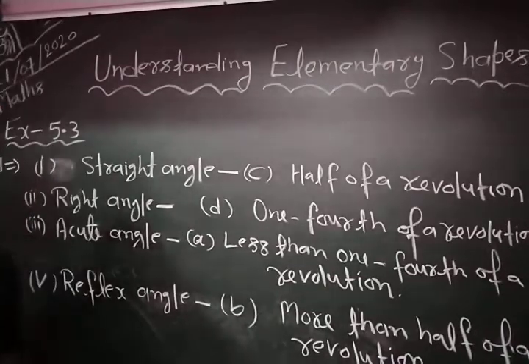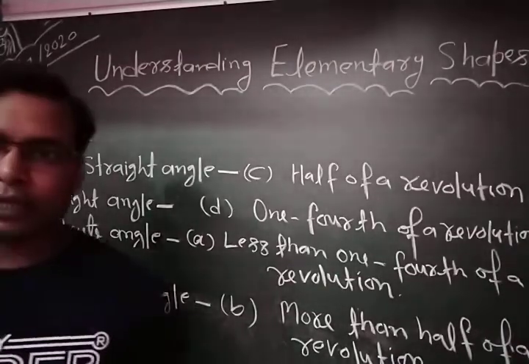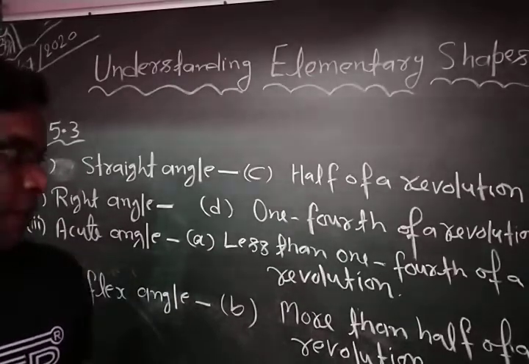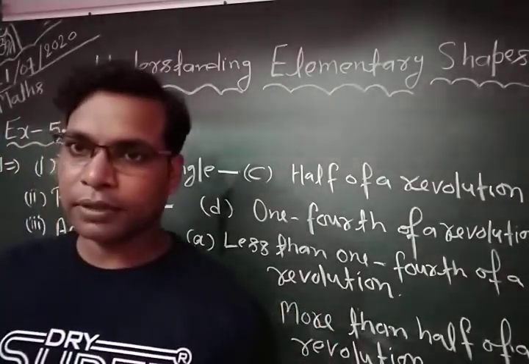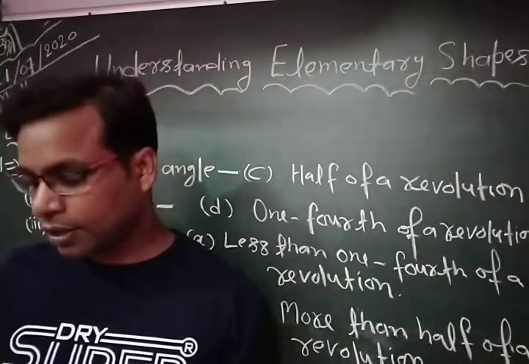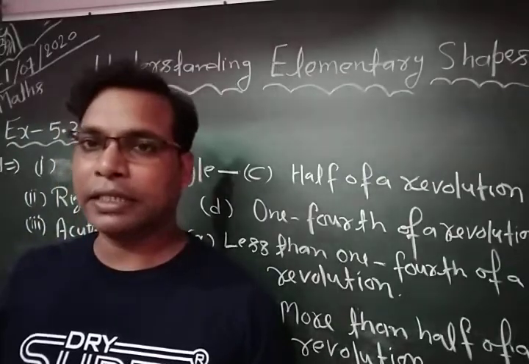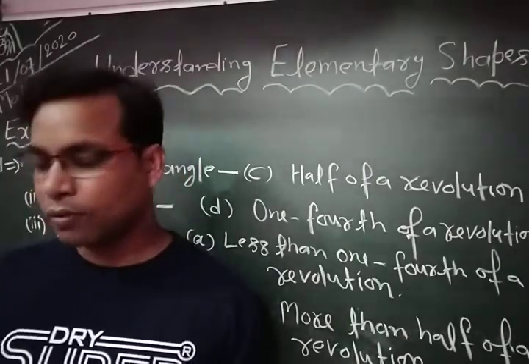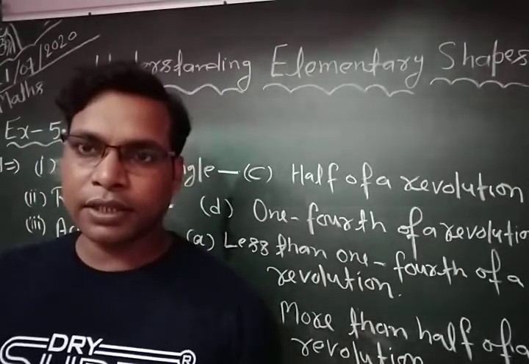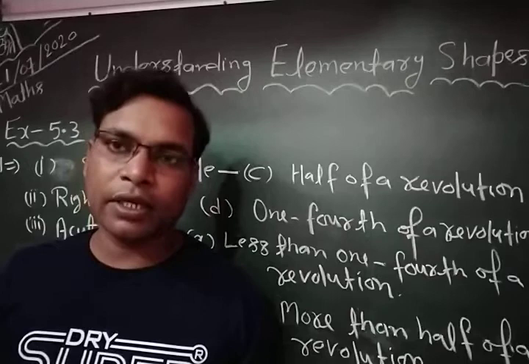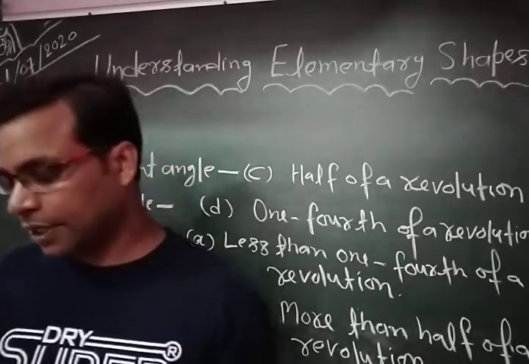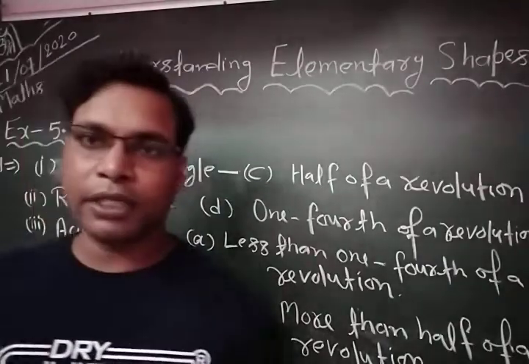More than half a revolution. And in the second column one option is left: one complete revolution. In the first column 5 options are given and in the second column 6 options are given. So we left this sixth option, one complete revolution. I hope all of you know complete angles. An angle of 360 degree is called a complete angle, and this is also called one complete revolution.